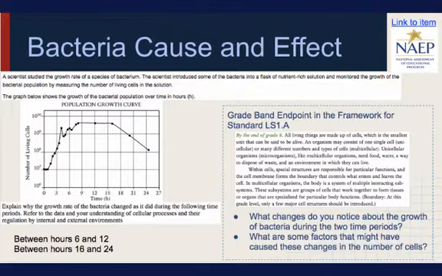Explain why the growth rate of the bacteria changed as it did during the following time periods. Refer to the data and your understanding of cellular processes and their regulation by internal and external environments. These time periods are between hours 6 and 12 and between hours 16 and 24.